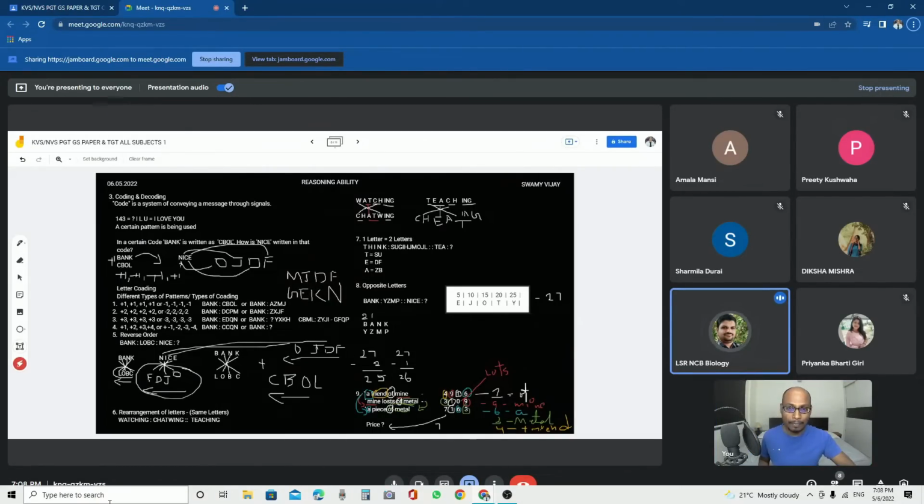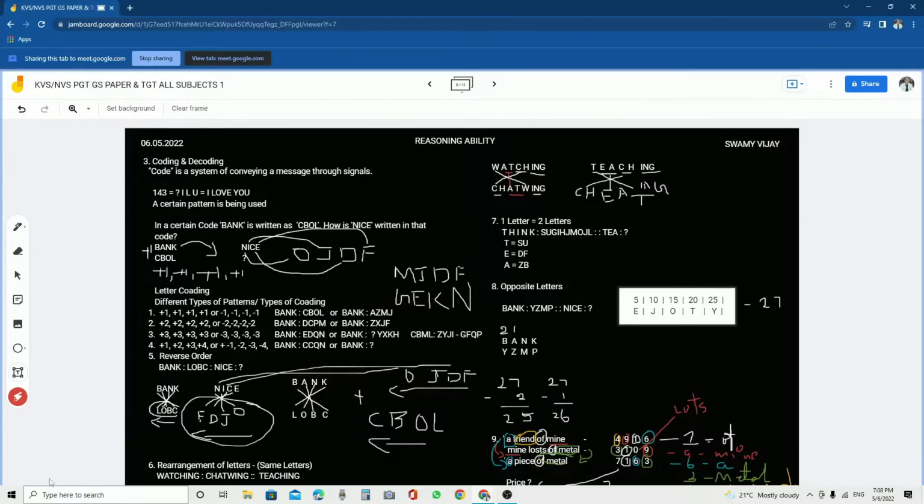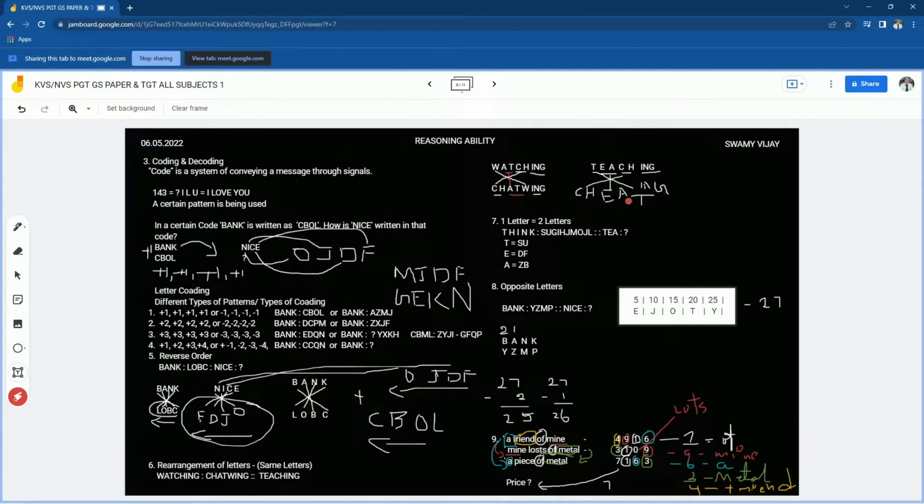Sir, how is it possible for A to become E, sir? That is the problem. See, it is not AA. We have just taken EA as one set and CH as one set. So EA has been written as EA and CH is being written as CH, in the same way it has been followed in the previous word.